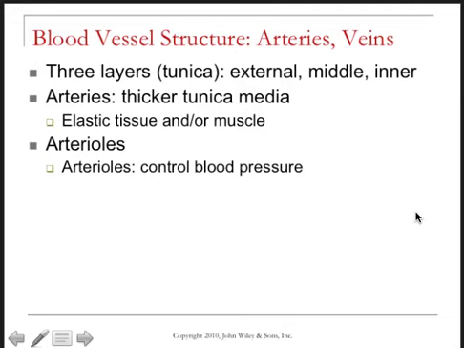One, their small size initially, but also due to the fact that they have this smooth muscle in their middle layer that can engage in vasoconstriction or vasodilation. And again, remember, as these vessels vasoconstrict, the blood pressure will increase. As they vasodilate, the blood pressure will drop.